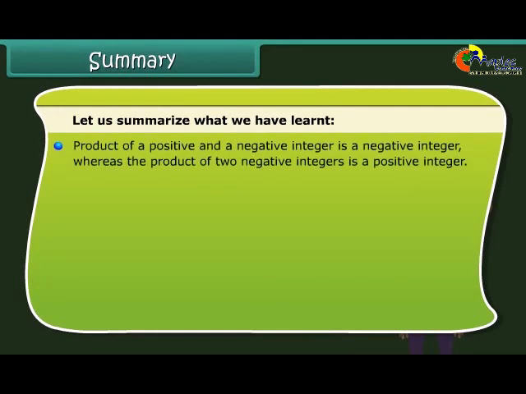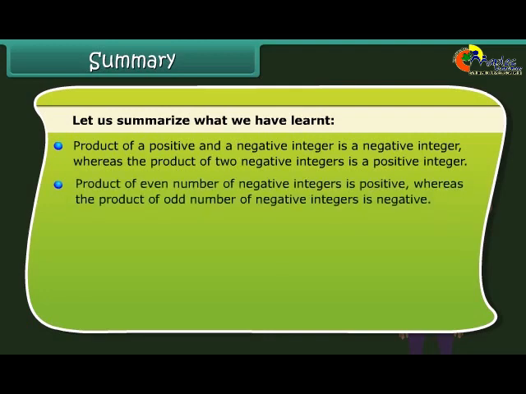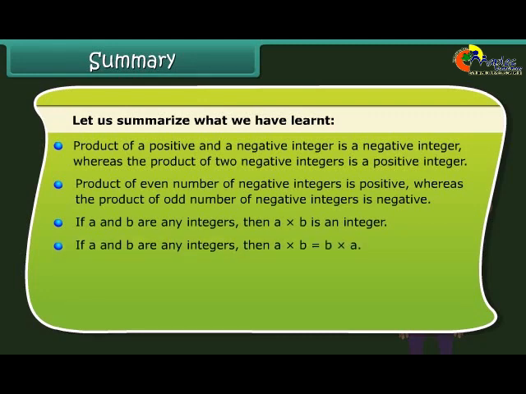Product of a positive and a negative integer is a negative integer, whereas the product of two negative integers is a positive integer. Product of even number of negative integers is positive, whereas the product of odd number of negative integers is negative. If a and b are any integers, then a into b is an integer. If a and b are any integers, then a into b is equal to b into a.